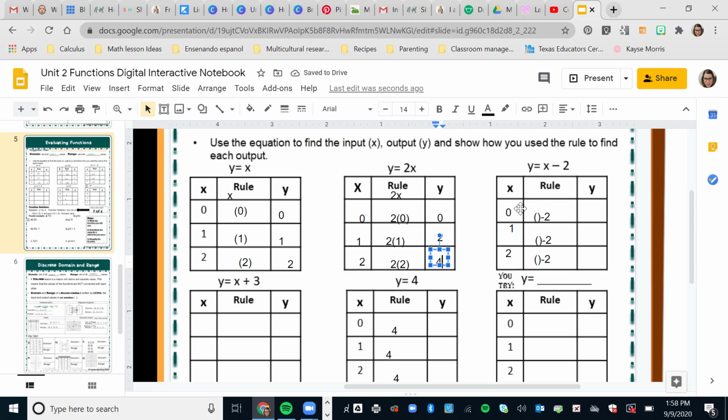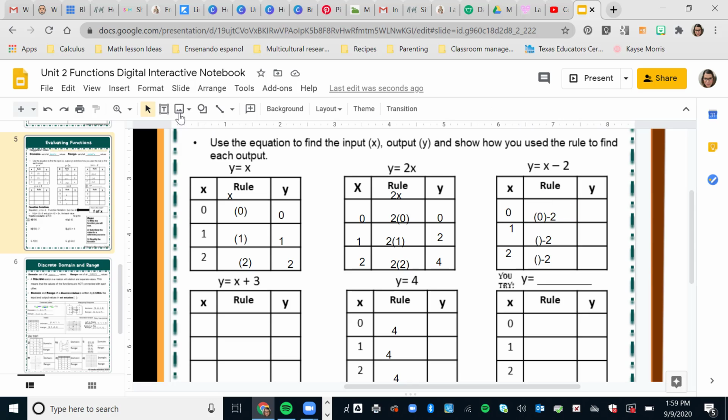Now we have 0, right? Now we have x minus 2. So here we're subtracting 2 from x. Our rule is x minus 2. I'm not going to type it down here. If you want to, you can. But I do have this set up in my boxes. So 0 is going to be substituted where I see my x, because that is my input value here. And 0 minus 2 is negative 2. So I'm going to add a text box.